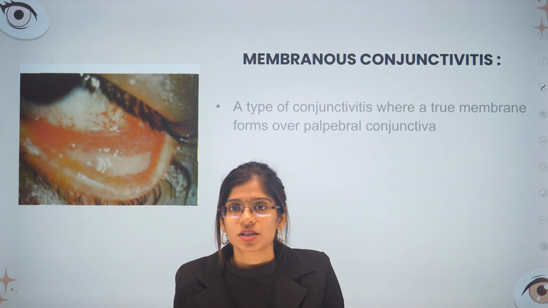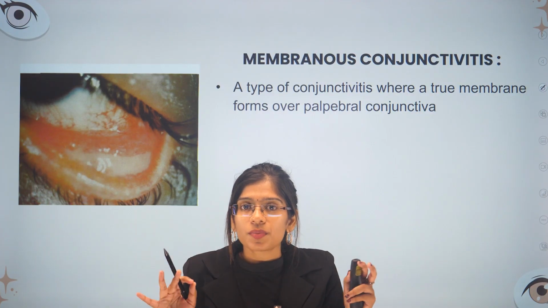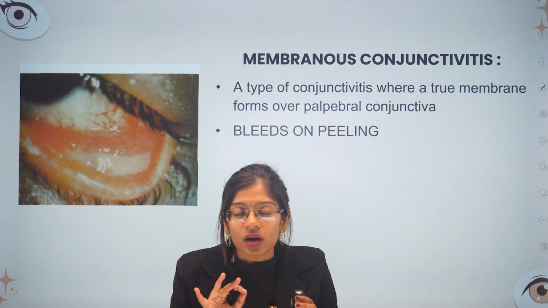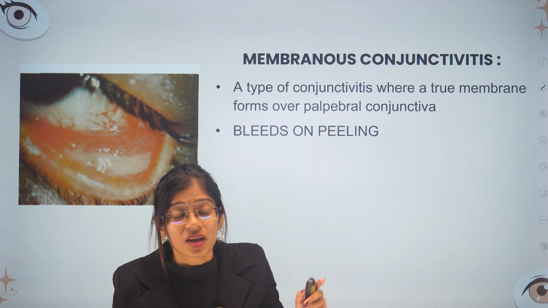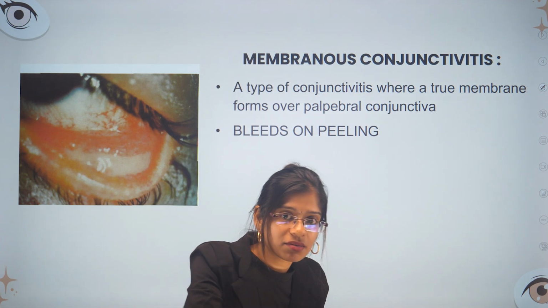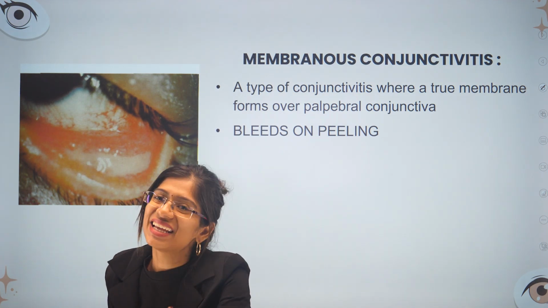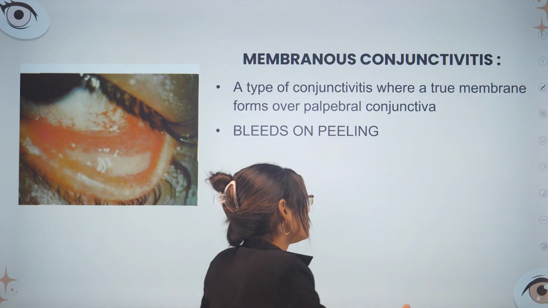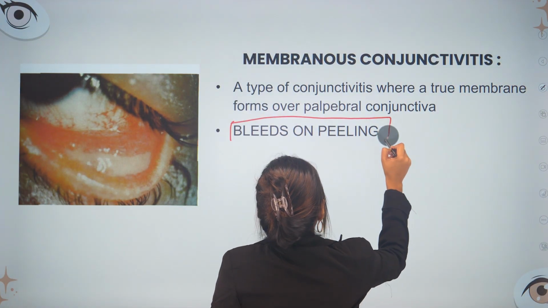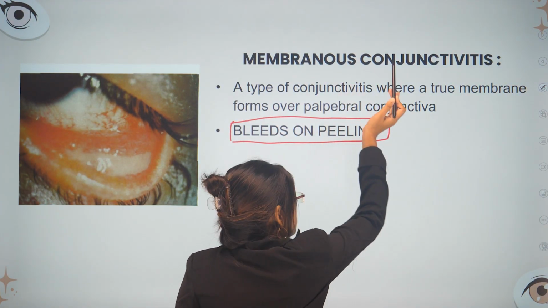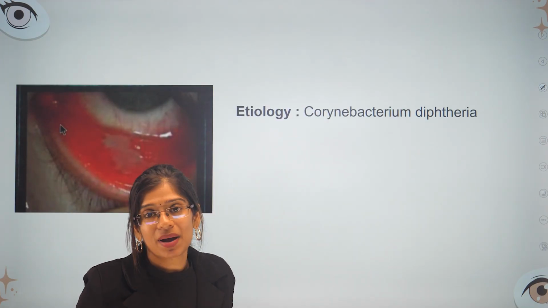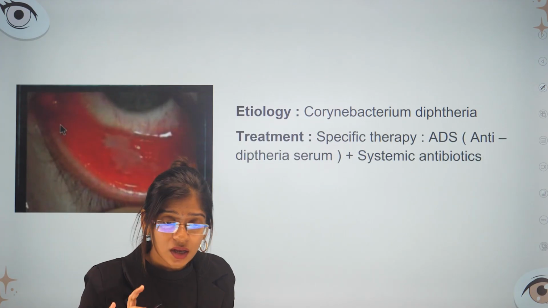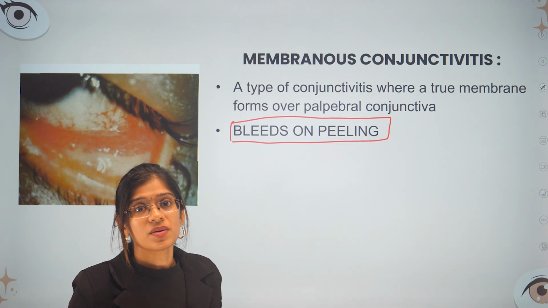Moving on to membranous conjunctivitis. Same thing: because of infection, a true membrane is formed over the conjunctiva. The difference here is that when we try to remove that membrane, it will bleed on peeling. It will bleed on peeling. That is why I call it a true or membranous conjunctivitis. Etiology, I told you, is the same: Corynebacterium diphtheriae.